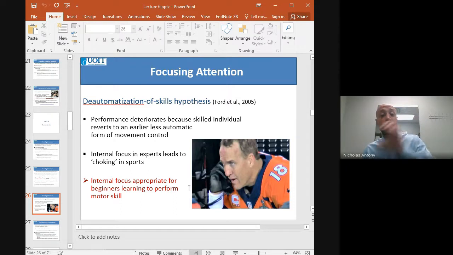Because as you get better and better at a motor skill, it becomes more and more automatic, right? You can think about it less and less, right? So if you start thinking internally, you're ruining that automaticity. Internal focus is good when we're learning a motor skill, but then as you get better and better, you have to think about it less. It becomes more and more automatic, correct? So by overthinking or internally focusing your attention, when it gets to be a stressful situation, it can lead to performance detriment and therefore what we call choking in sports.